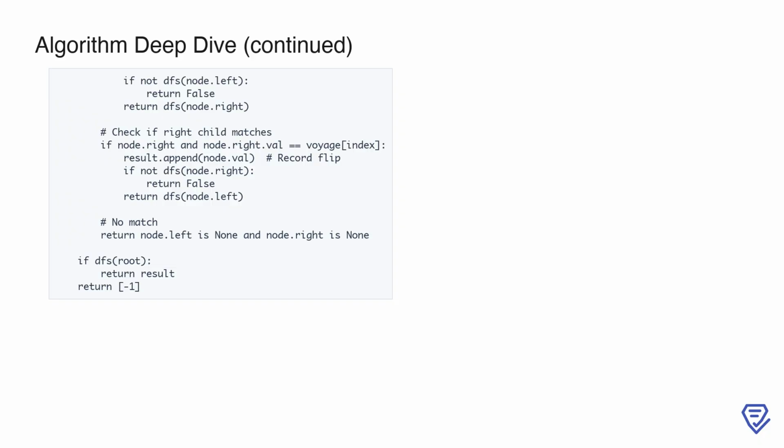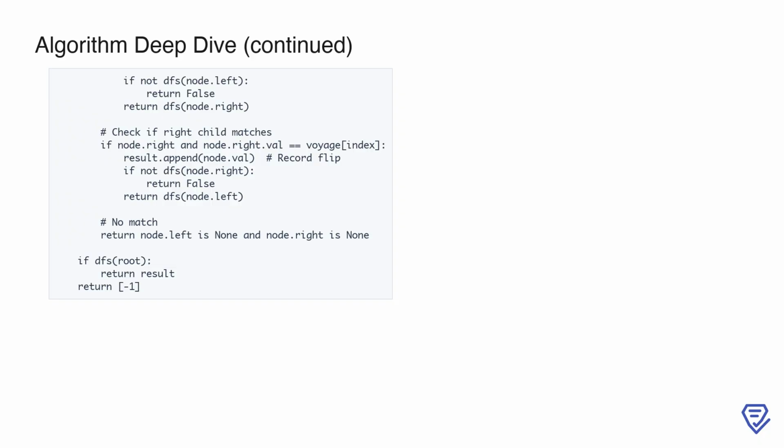If the right child matches instead, we record the current node as a flip by appending its value to the result list. Then, we traverse the right subtree first, followed by the left. If neither child matches the next value in voyage, we check if both children are null, which would indicate a leaf node. If the recursive depth-first search completes successfully, we return the result list containing all flipped nodes. Otherwise, any mismatch along the way causes the function to return -1.